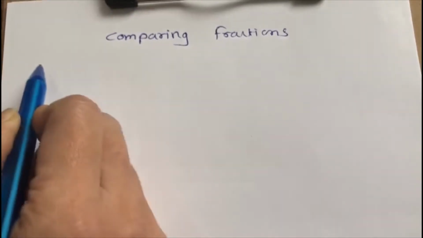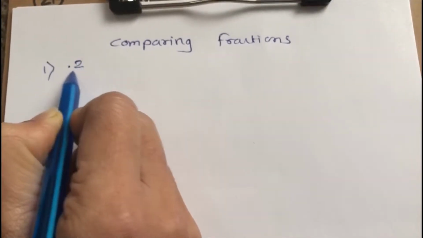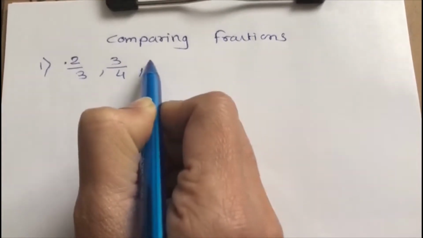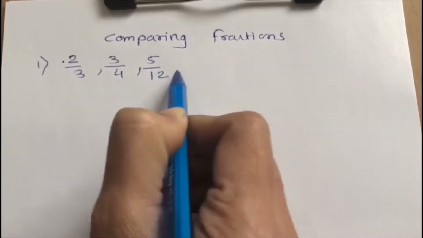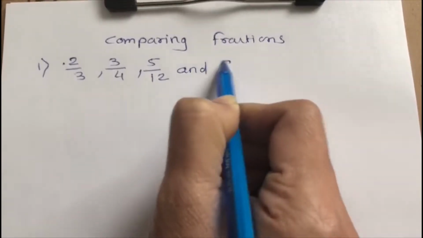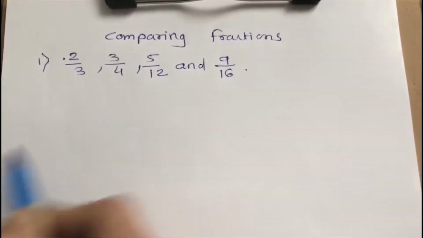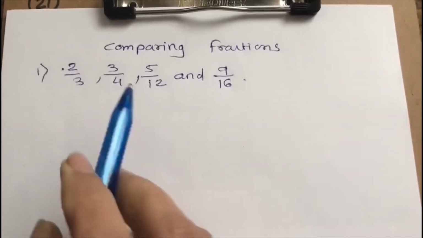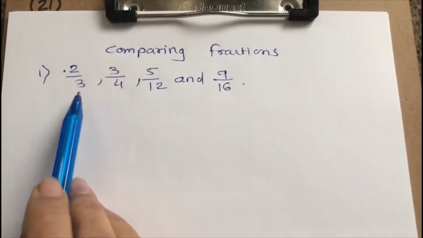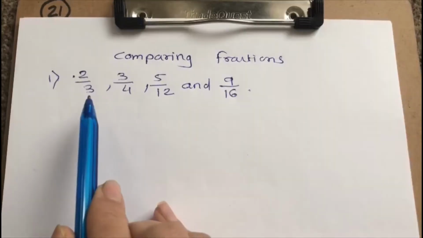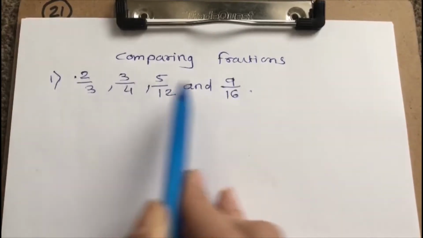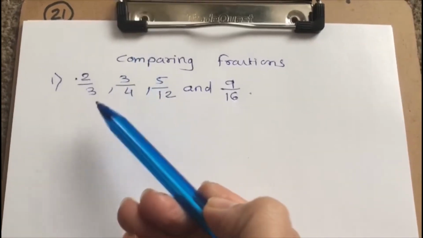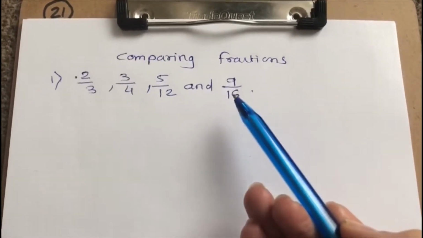So let's take the first example: 2 by 3, 3 by 4, 5 by 12 and 9 by 16. So how to compare these four fractions? As you see here, the denominators are different. The denominators are higher than their numerators. So how will you decide which fraction is greater and which fraction is smallest?